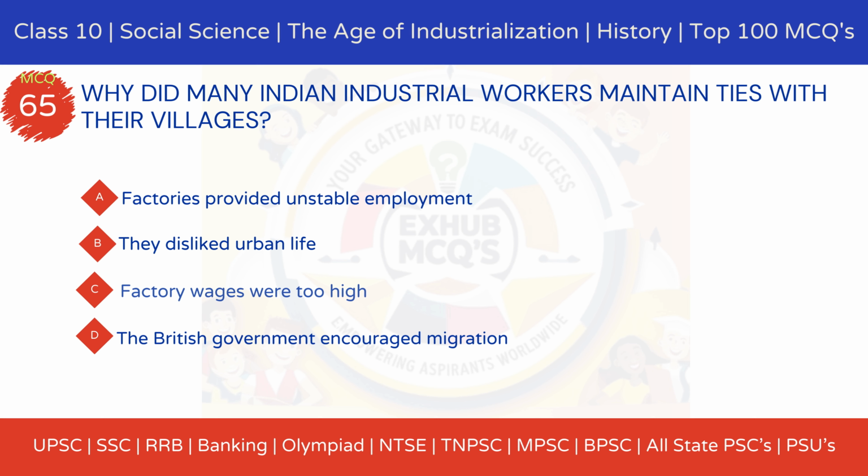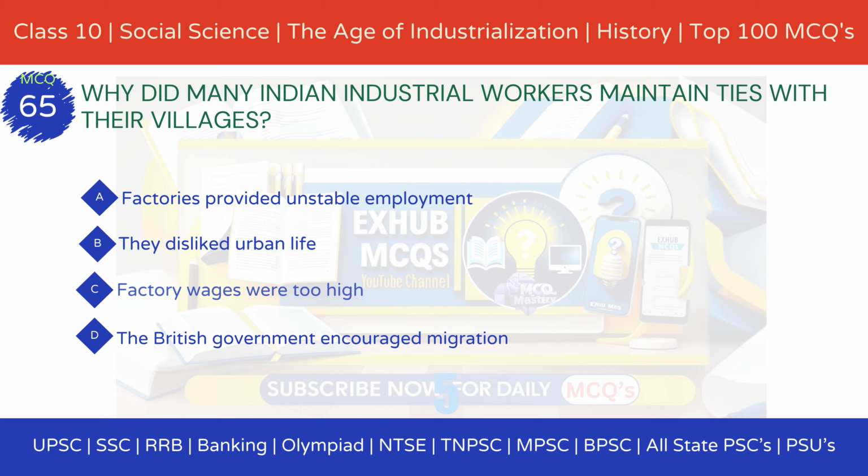Option A. Factories provided high wages. Option B. Industrial jobs were seasonal and unstable. Option C. British policies forced workers to stay in villages. Option D. Villages provided better working conditions.